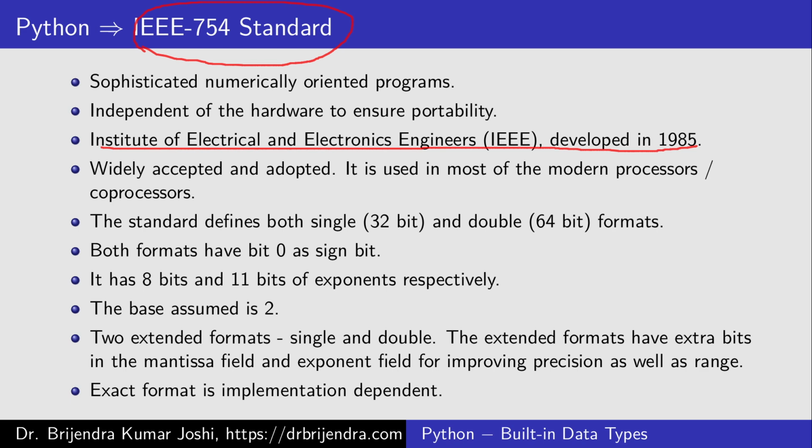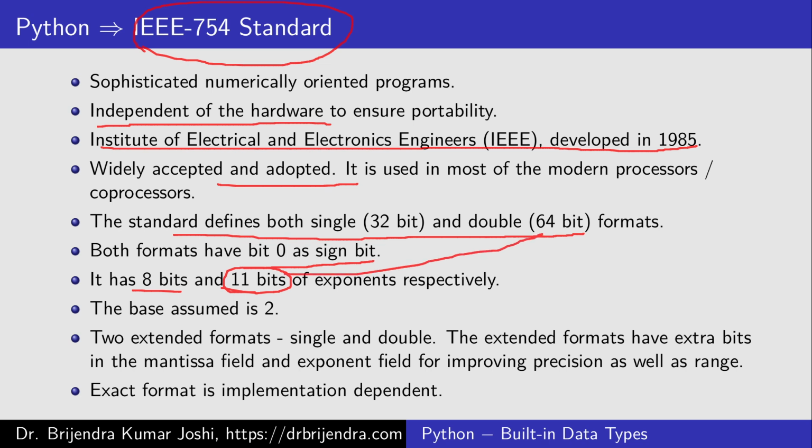This standard was made to make the representation independent of the hardware to ensure portability. This is widely accepted and adopted, and in most modern processors and coprocessors this is used. The standard 754 defines both single precision, that is 32-bit, and double precision, that is 64-bit formats. Both formats have bit 0 as sign bit. It has 8 bits for 32 bits, and 11 bits exponent for 64-bit representation. The base is of course assumed to be 2.